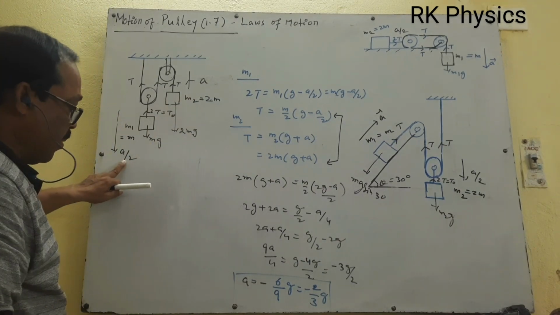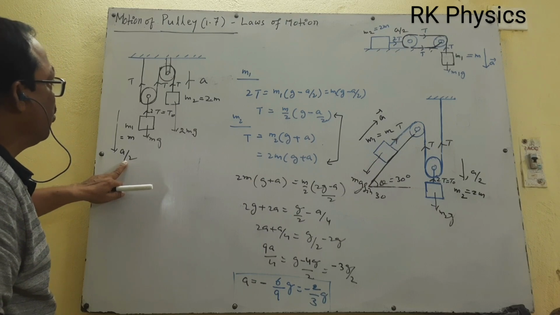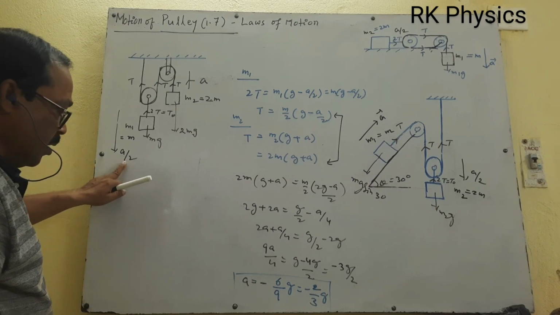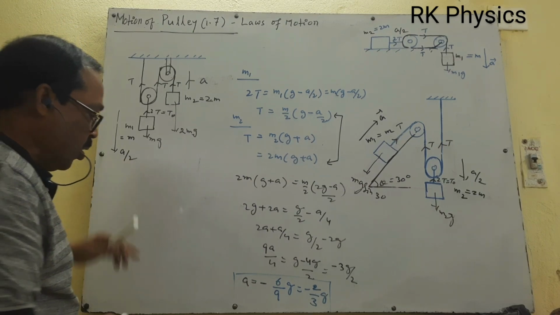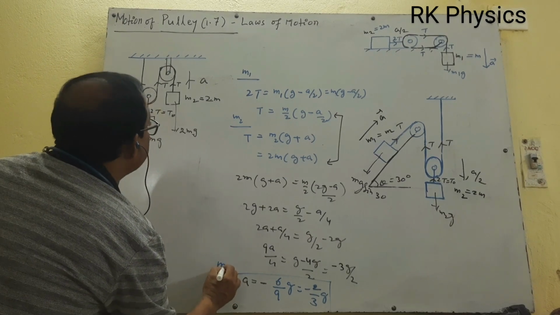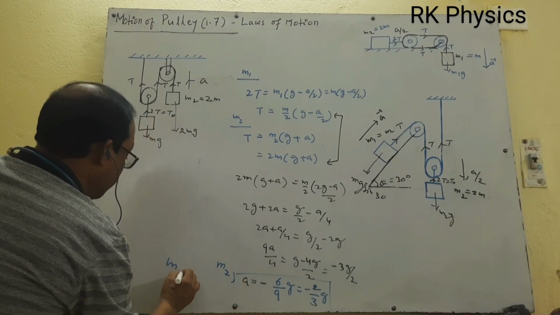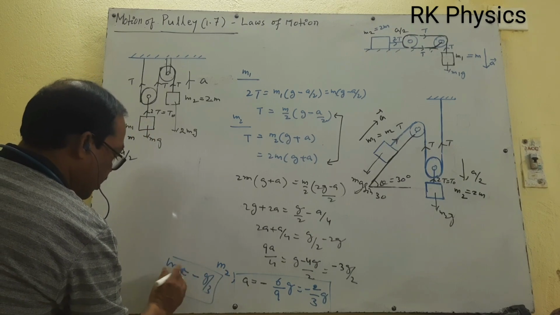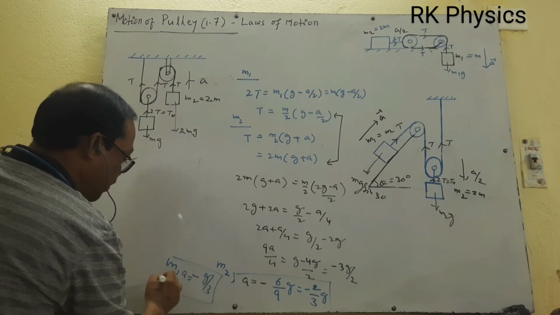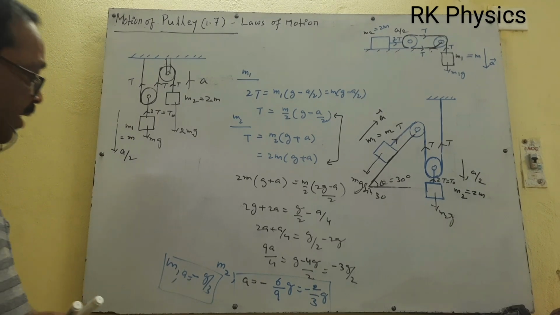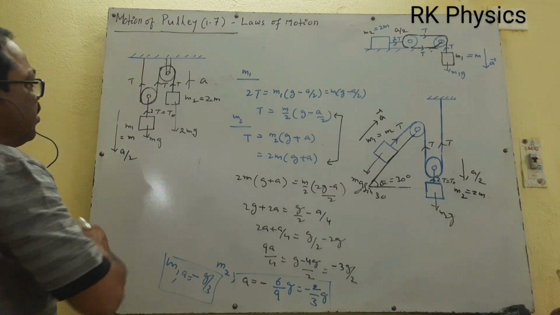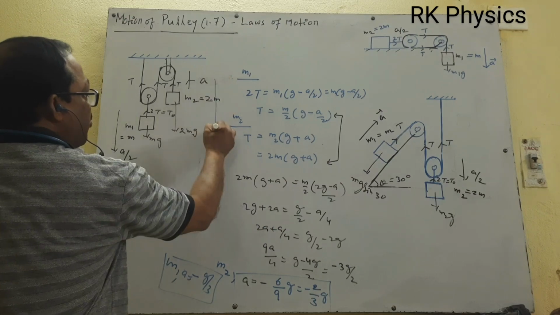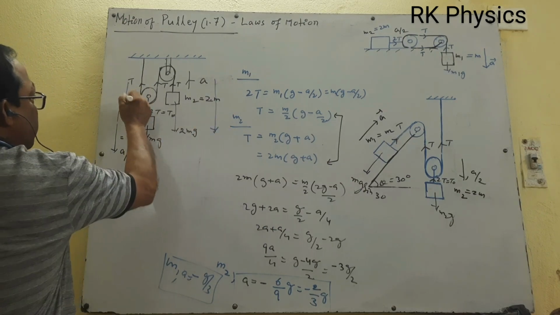That means acceleration of m2 is 2/3 g. Therefore acceleration of m1 is 1/3 g. This is for m2. For m1 this is minus g by 3. Now here the minus sign means the body is not moving up, it is moving down and the other is moving up.